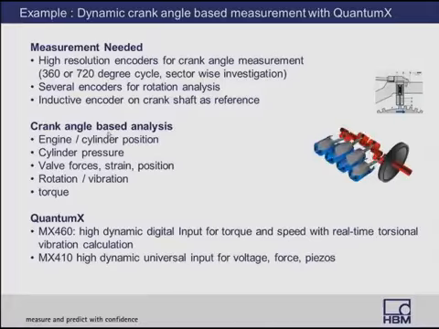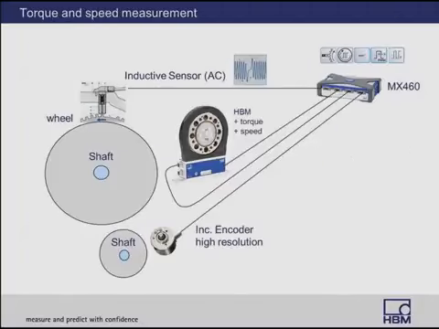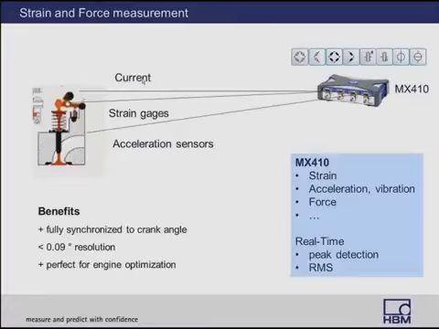This is because the sensors that are used are used to capture signals with lots of different frequency content in them. Here is an example of the 460 talking to the torque sensor, a high-resolution encoder, as well as an inductive sensor which is AC-based. And here's an example of the 410 module that is talking to the various low-bandwidth sensors such as strain, vibration, acceleration, force, etc., but with a high resolution on the encoder.